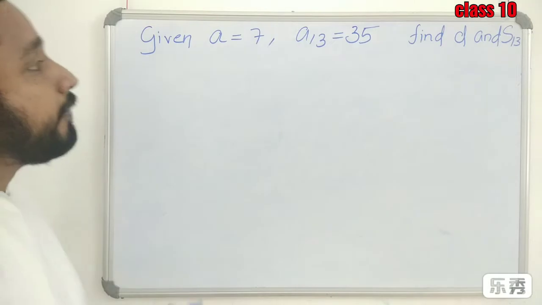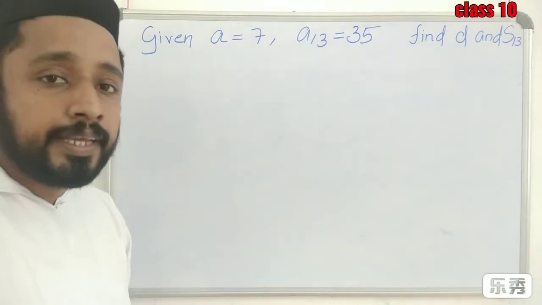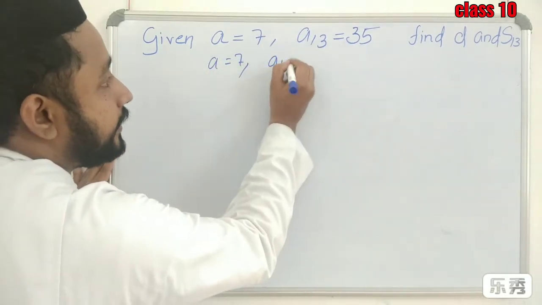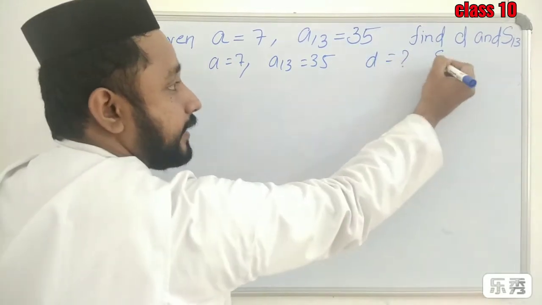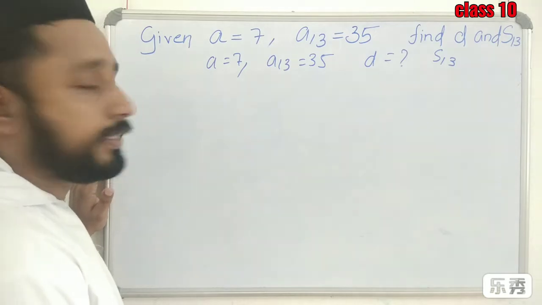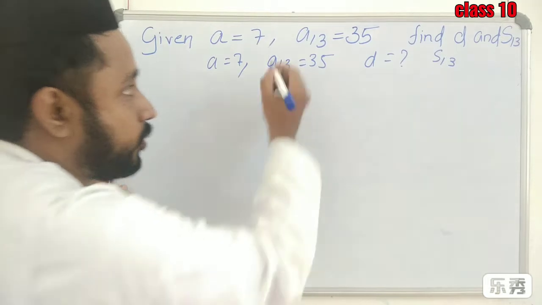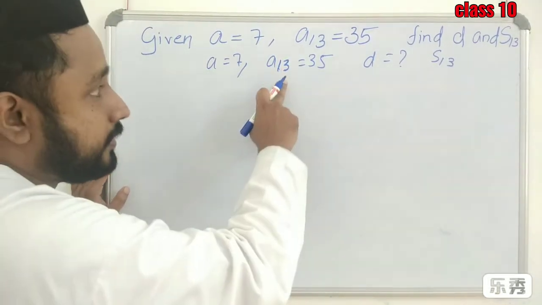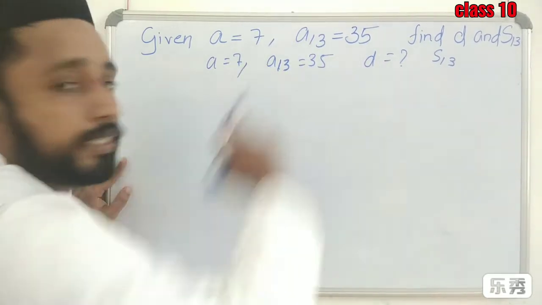Here is one problem: given a = 7 and a13 = 35, find d and S13. So a is 7, a13 is 35, and we have to find d and S13. Using a13 = 35 and a = 7, first we can easily find d.